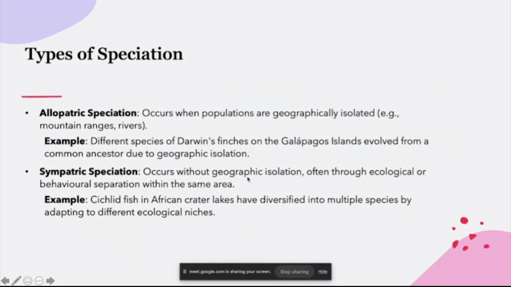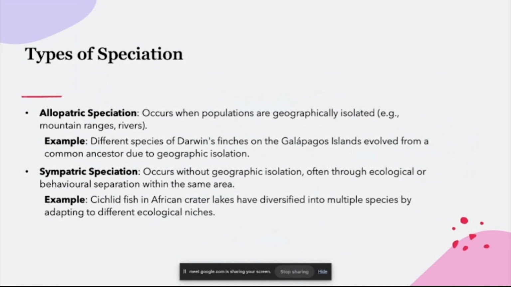Sympatric speciation happens without geographic isolation and is usually a behavioral thing. For example, the cichlid fish, which you can find in the African crater lakes, they were swimming in these lakes, right?